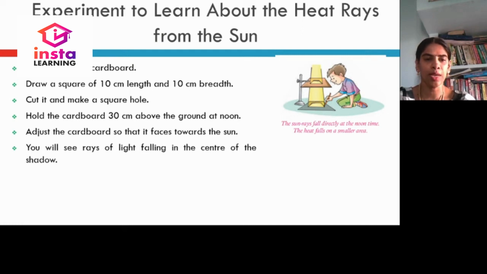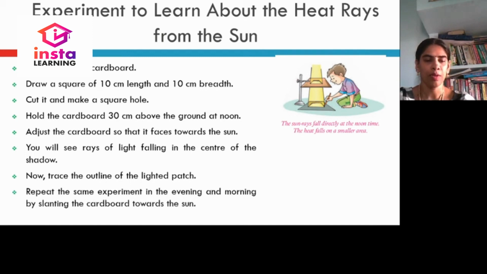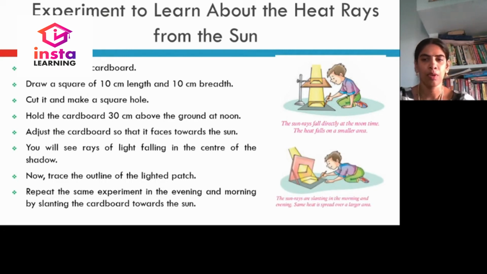You will see the rays of light falling in the center of the shadow. Now trace the outline of the lighted patch. Repeat the same experiment in the evening and in the morning by slanting the cardboard towards the sun. You will see that the sun rays falling directly at noon time occupy a smaller area, while the sun rays falling slantingly in the morning and in the evening spread over a larger area.